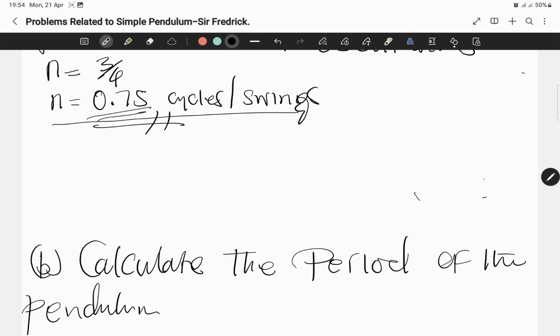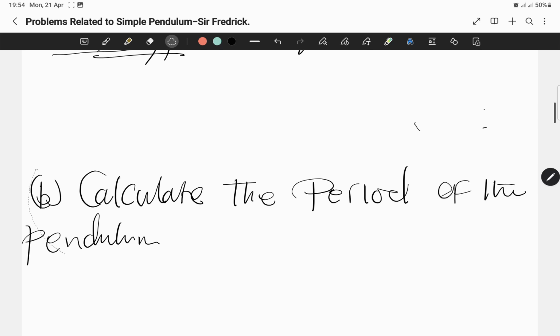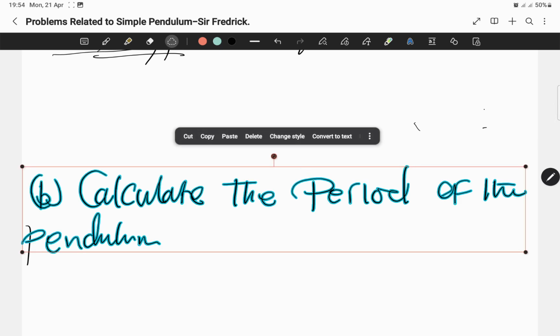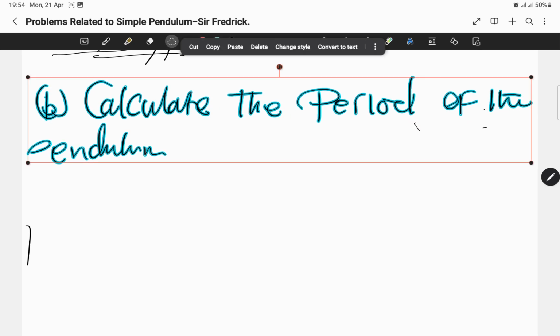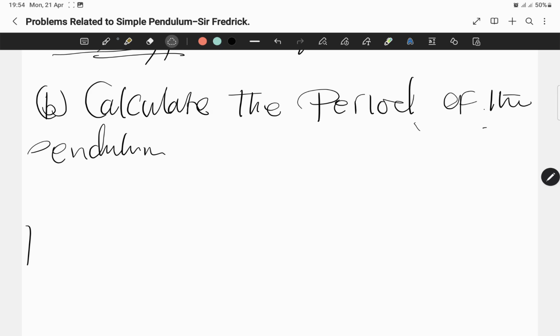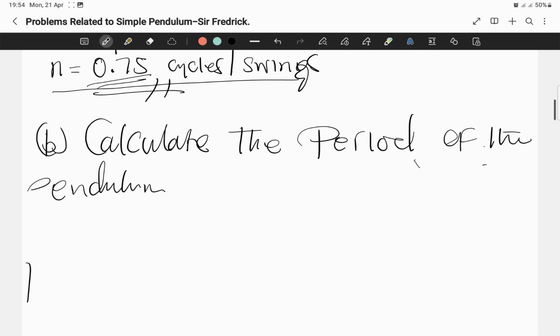Then part B says calculate the period of the pendulum. So I want to calculate the period of a pendulum. So let me just adjust this next to this. So how do we handle this now? Let's correct the data then. For this question, the data is here below. We are looking for what? For period, we don't know.